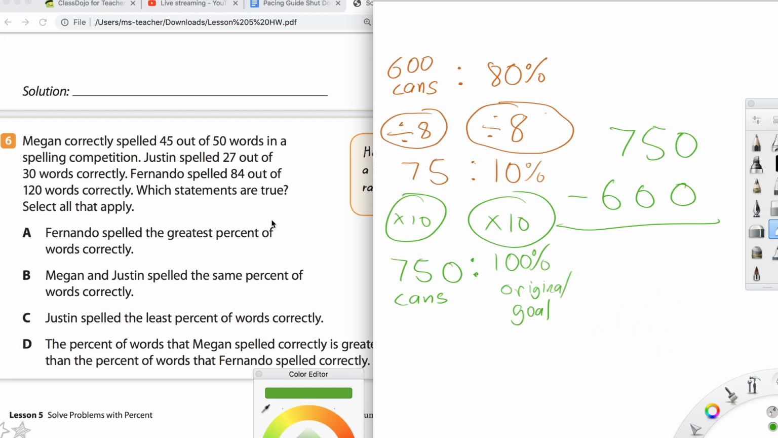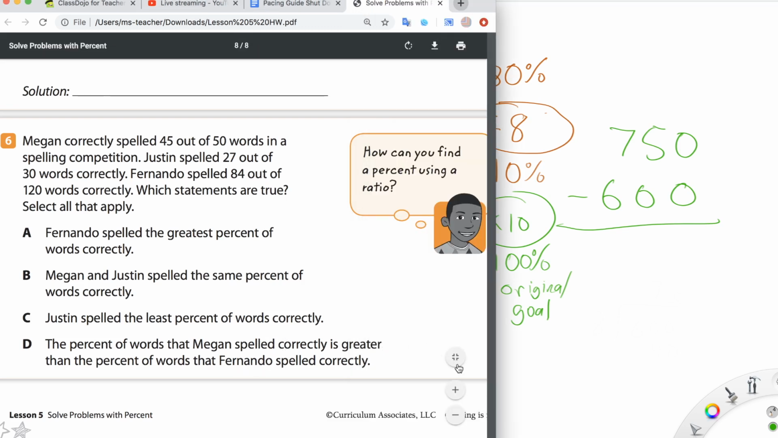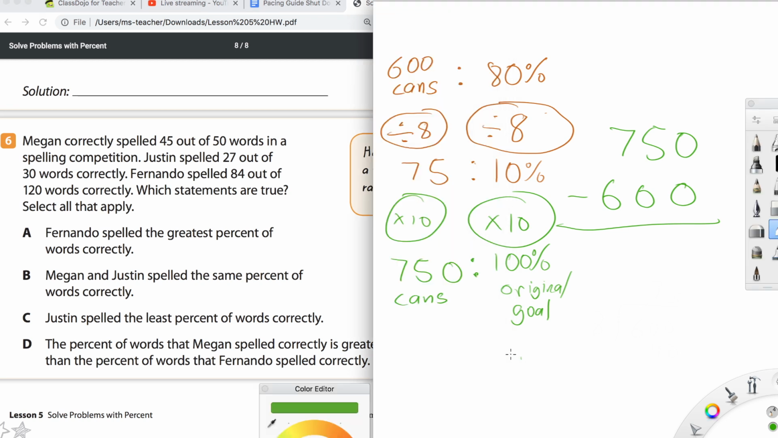Fernando spelled the greatest percentage of words correctly. Megan and Justin spelled the same percentage of words correctly. Justin spelled the least percent of words correctly. The percent of words that Megan spelled correctly is greater than the percentage of words Fernando spelled correctly. So it looks like they're asking you a lot of percentage questions.